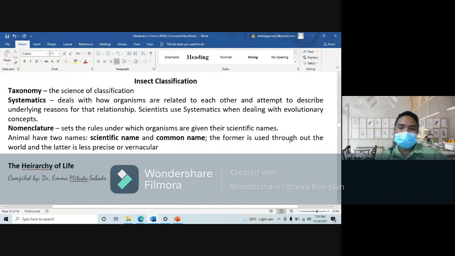The scientific name is used as an international name, while the common name is less precise. It does not match. Whereas if you mention its scientific name, most likely it will be recognized in other countries. Now, the one who also studied insects.